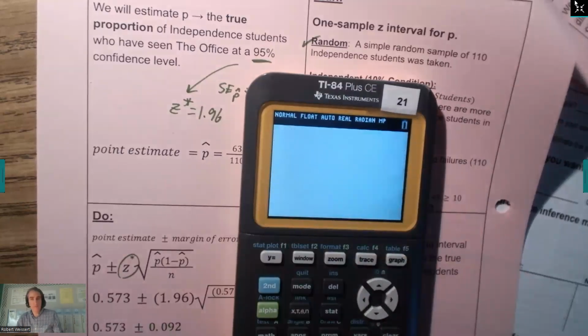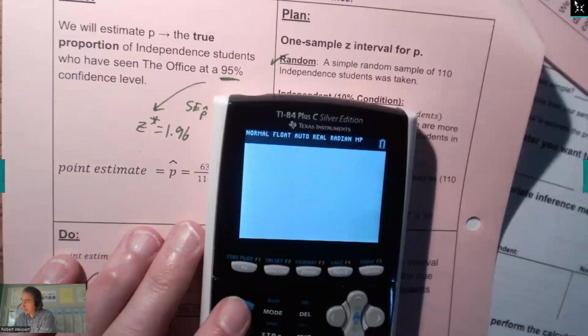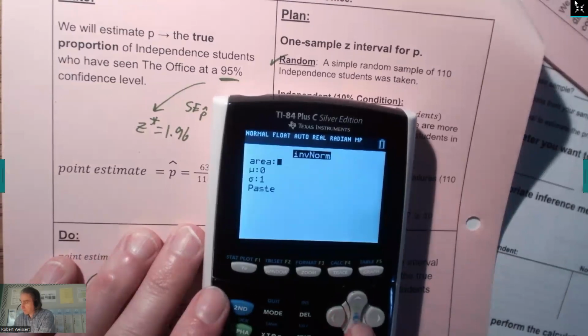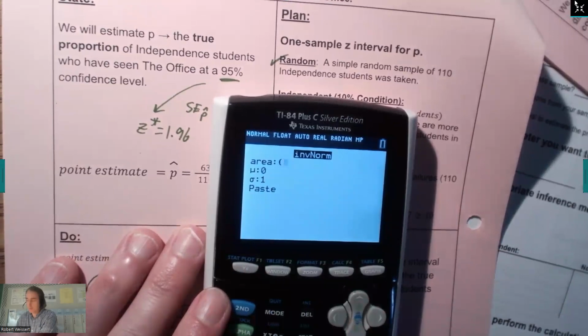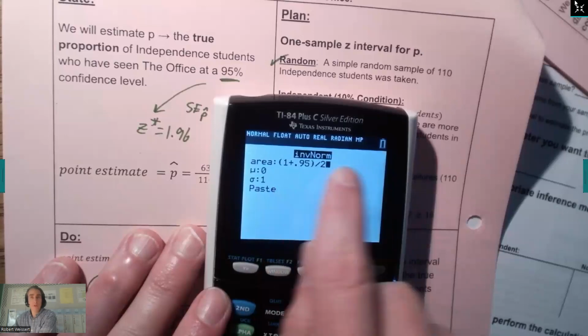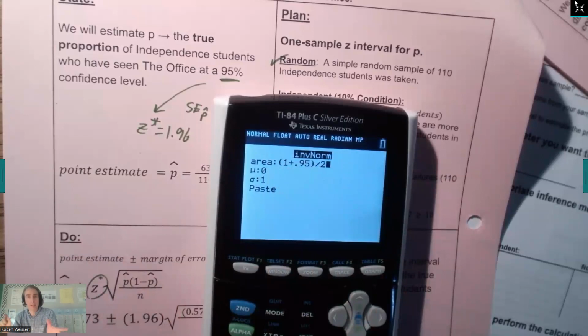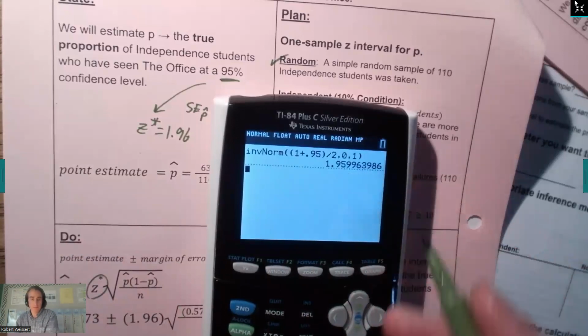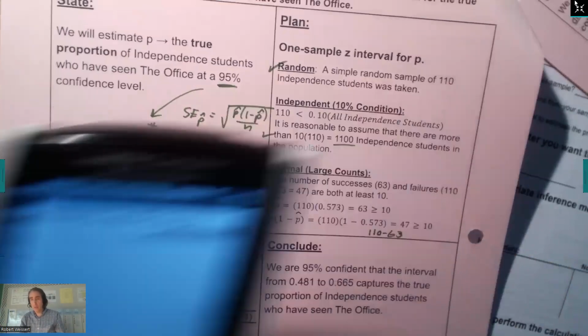But if you don't have that, like, my personal calculator doesn't have that on. This is a school calculator. So if I did second vars, inverse norm, I only have to the left because that's the default. So what I'm going to do is I'm going to put parentheses 1 plus 0.95, divided by 2. That allows me to average that number with 100%, and that'll give me 2.5% on each side of the normal curve. We'll leave that at 0 and 1 because it's a z-score. And there's your 1.96.